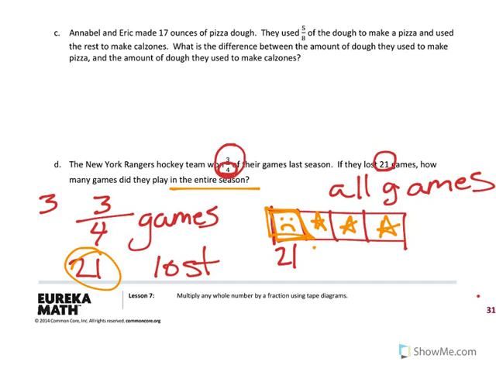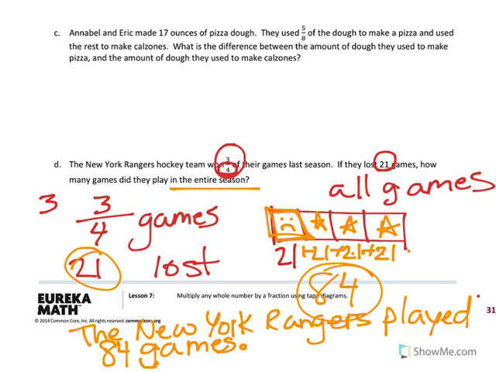Well, if 1 square is 21, that means each one of these is 21. So we just have to add them all up. That's 2, 4, 6, 80. 1, 2, 3, 4. 84. They played a total of 84 games. The New York Rangers played 84 games.